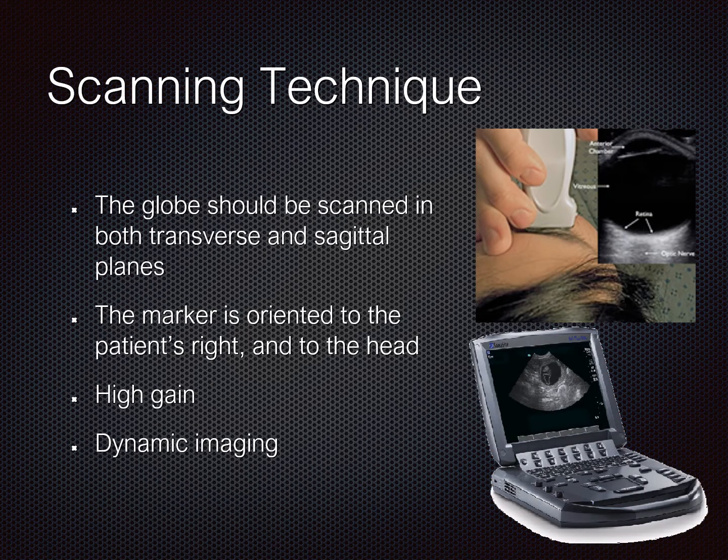So how do we do this scan? Well, the eye is a three-dimensional structure, so you want to image it in two planes at least, sagittal and transverse. So that's the probe marker to the patient's head and to their right.